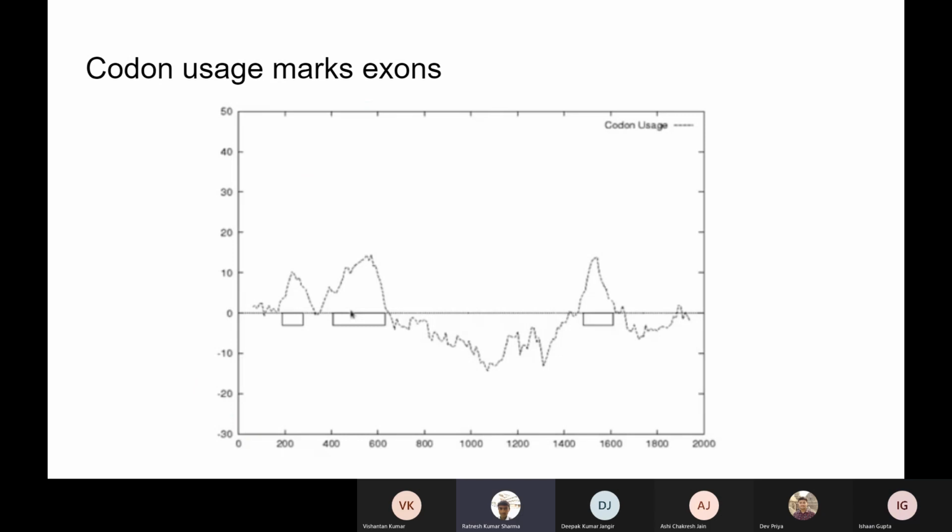Sir, what is plotted here on the x-axis and on the y-axis? On the y-axis, we are plotting the codon usage. On the x-axis, we have the gene's coordinates.